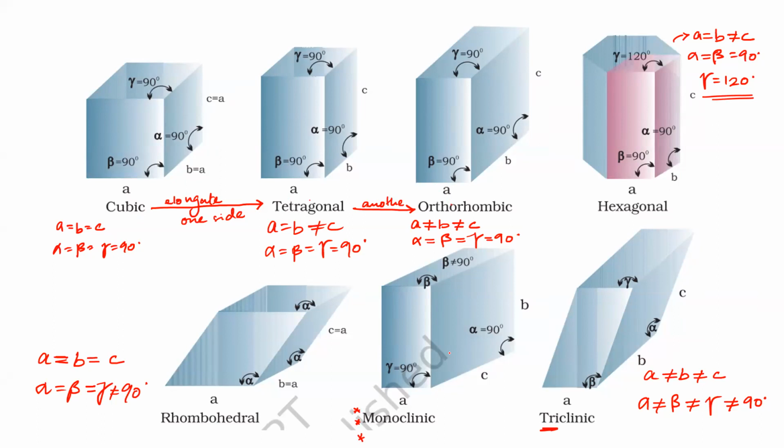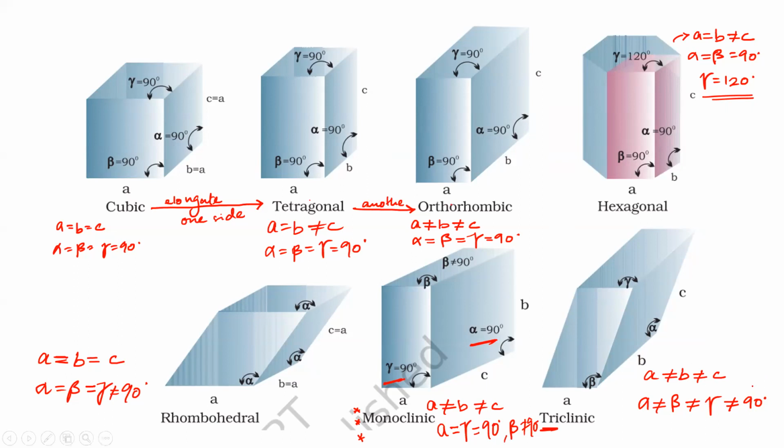In monoclinic, you have to remember that all sides are unequal. A is not equal to B, and it is not equal to C. Sides are unequal. But if you look at the angles, the gamma and the alpha are equal. You have alpha equal to gamma equal to 90 degree, and beta is not equal to 90 degree. Okay, is that fine?